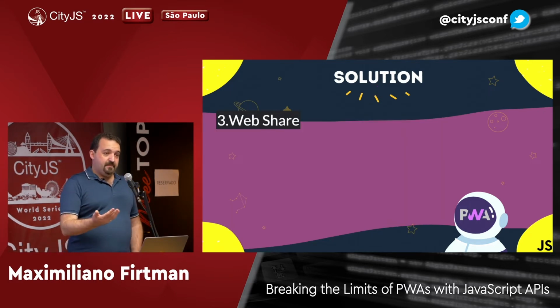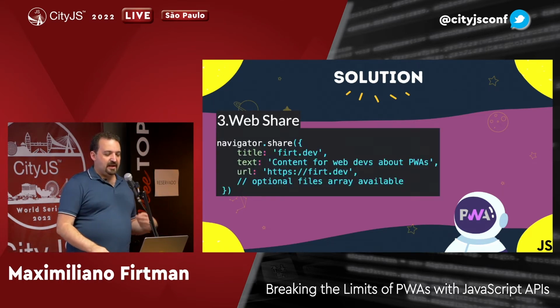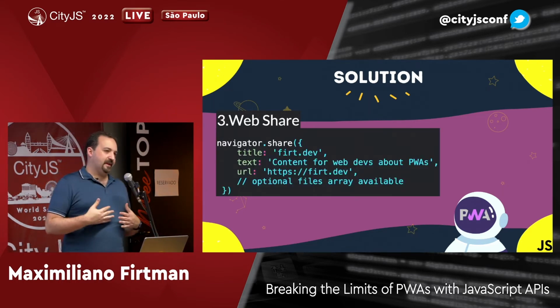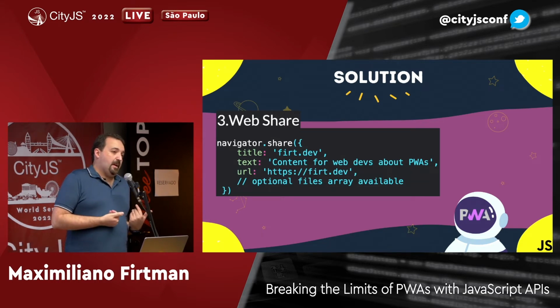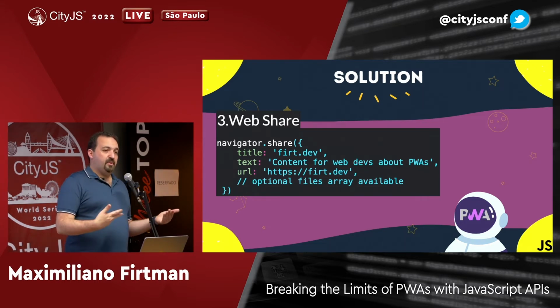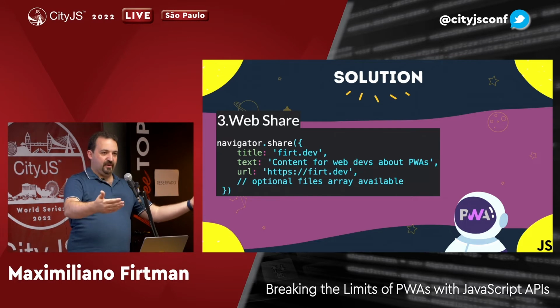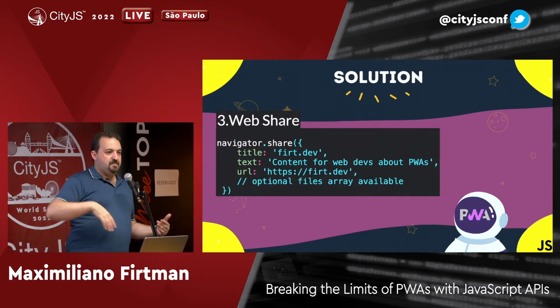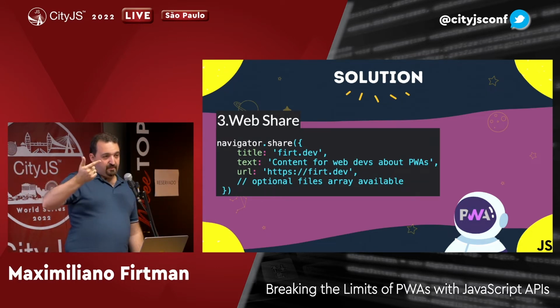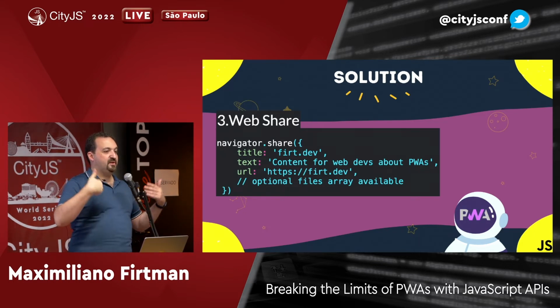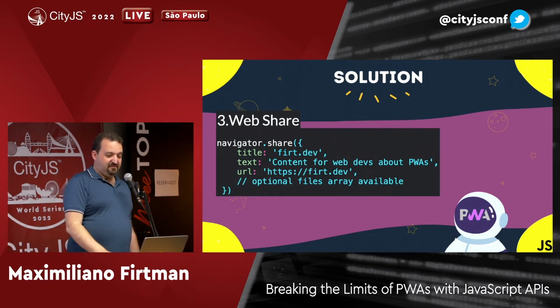Web Share. This is probably an API that you know. With Web Share, you can connect the content on your web app with the rest of the operating system. So you can share content. Right now, the API supports text, URLs, and files. So from your content, you can share files to the rest of the operating system.